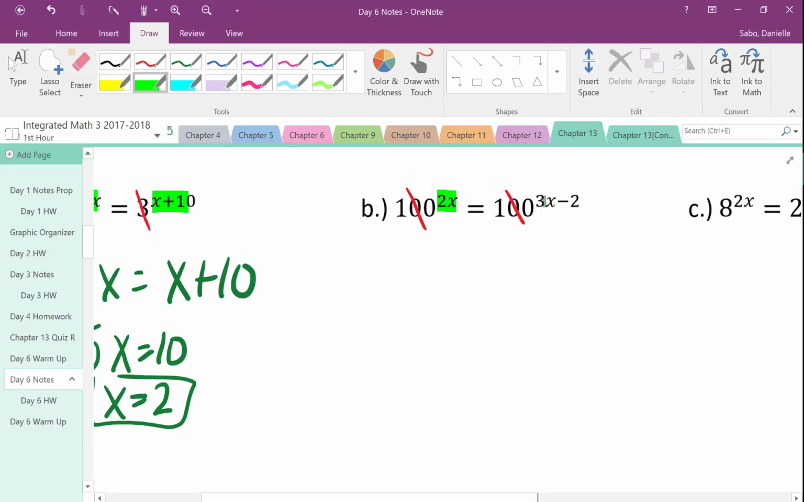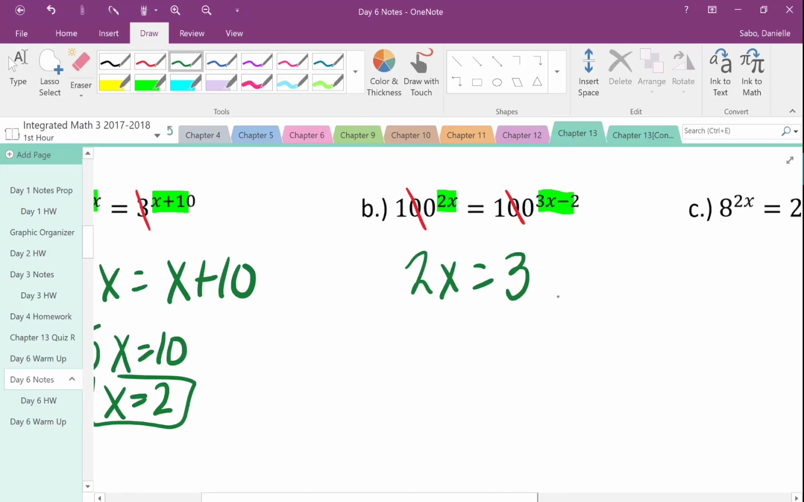So the moral of the story is, let's talk about this. Here we go. Good question. Exponential, what's the domain? Negative infinity to positive infinity, which means I can have any x value. That's why it's that.